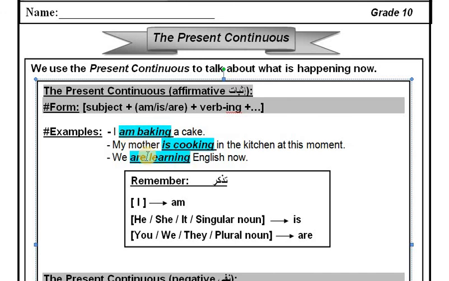احنا بنستخدم am, is, are والverb plus ing. As you see here, am, is or are. So احنا بإمكاننا نستخدم am, is or are. هذا الاشي بيعتمد على subject. Look here and remember please. If the subject is I, we use am. If the subject is singular, we use is. If the subject is plural, جمع, we use are.